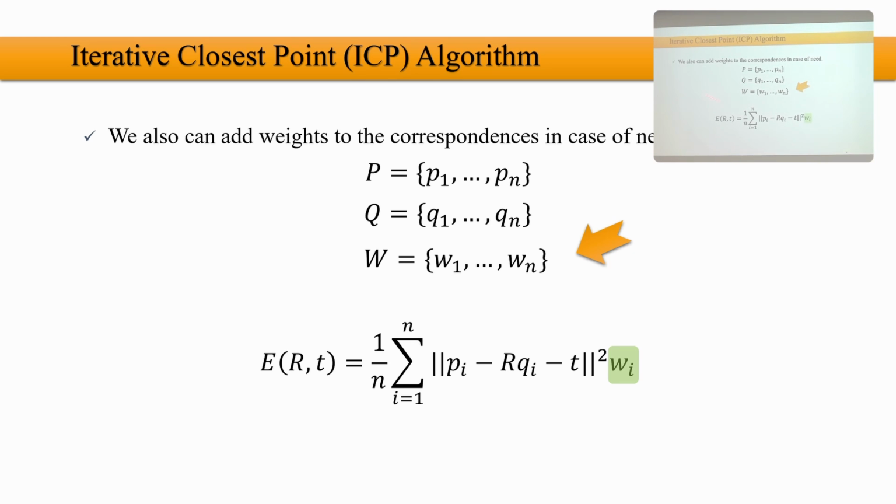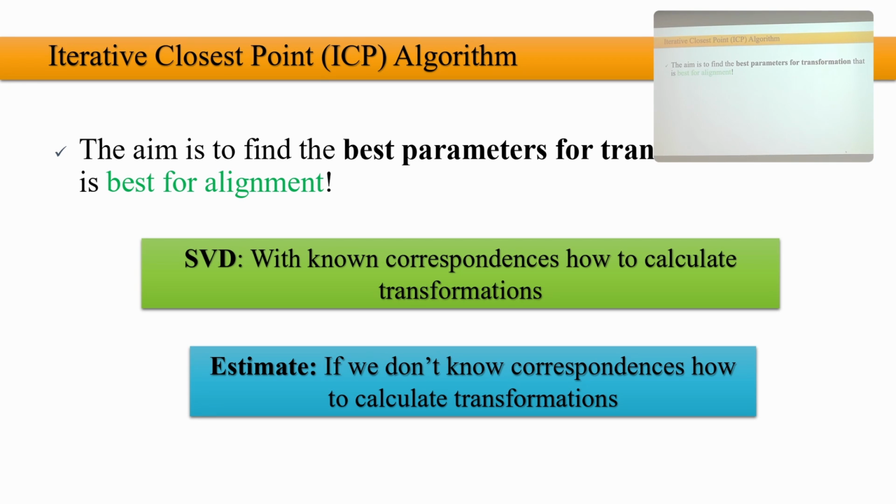So we define the weights matrix of the W's, and we can put it in the calculations. So here the main objective is to find the best parameters for transformation, that is, for best alignment, as we said. In order to do that, we have different techniques. One of the techniques that is common to use in iterative closest point is SVD, that with known correspondence is how to calculate the transformation. And it's actually also estimating, if we don't know the correspondences, how to calculate the transformation.